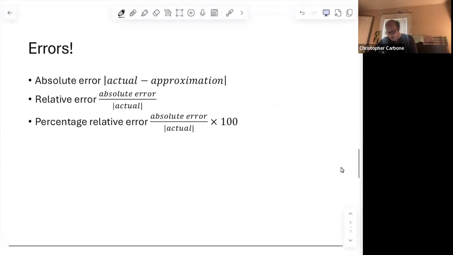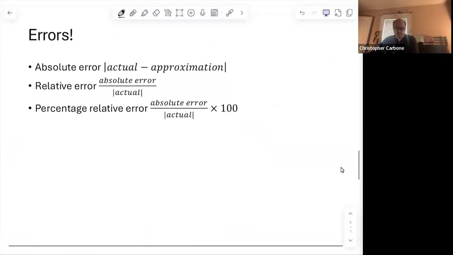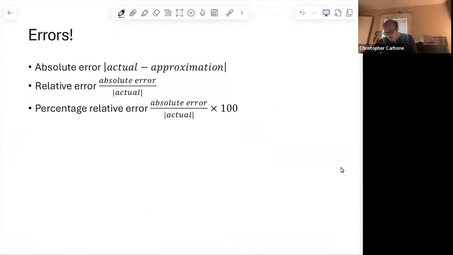Now, with that being said, we could go through the process of calculating errors if we wanted to. Absolute error is the absolute value of the actual value minus the approximation. Relative error is the absolute error divided by the absolute value of the actual value. And the percent relative error is the absolute error divided by the absolute value of the actual times 100, depending on what is actually asked for.